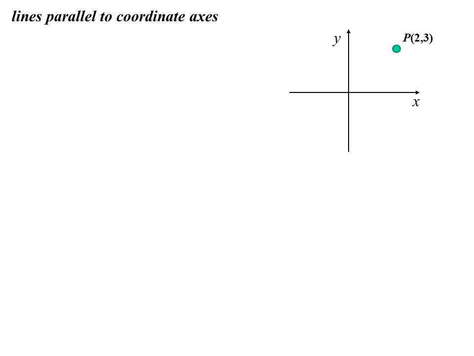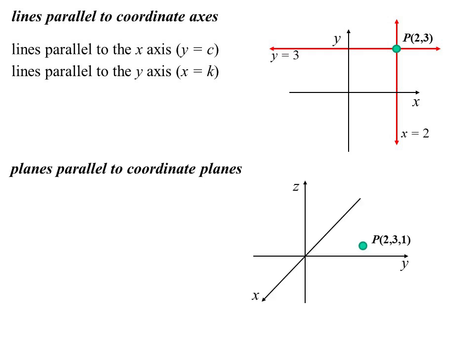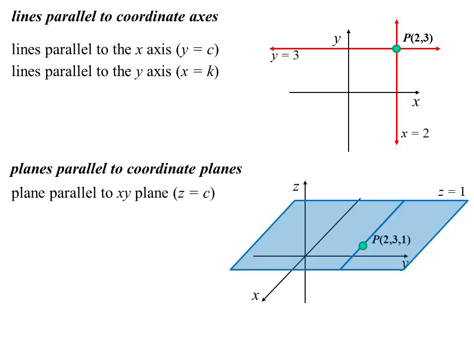We know in 2 dimensions, lines parallel to the coordinate axes. Well, if it's parallel to the x-axis, we'd get y equals, for this one, 3. And if it's parallel to the y-axis, for this one, we'd get x equals 2. Well, now we have planes parallel to the coordinate planes. And so here's my point, 2, 3, 1. If it was parallel to the xy plane, there we go, then it would be z equals, in this case 1. Because every point on that plane would have the same z value.